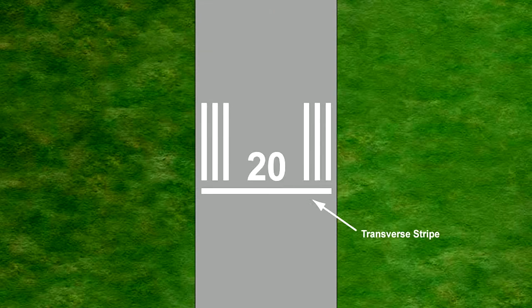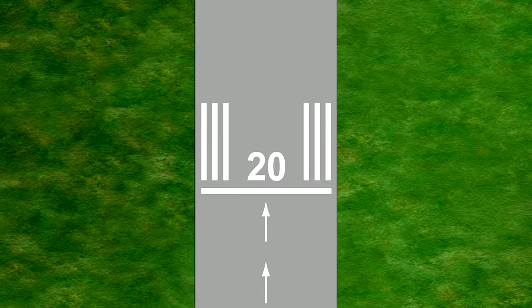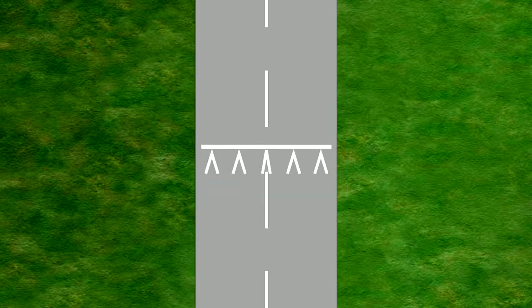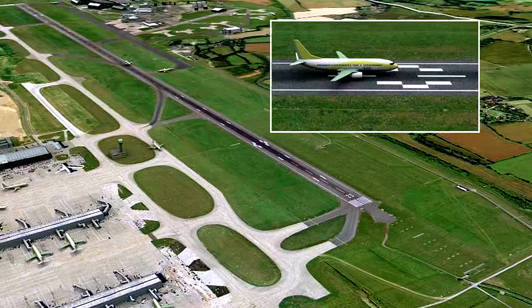Where a threshold is displaced from the end of a runway or is not square with the runway center line, a transverse stripe should be added to the threshold marking. When the threshold is permanently displaced from the end, then arrows pointing to the threshold should be provided on the portion before it. Markings for temporary displacements are often like this.